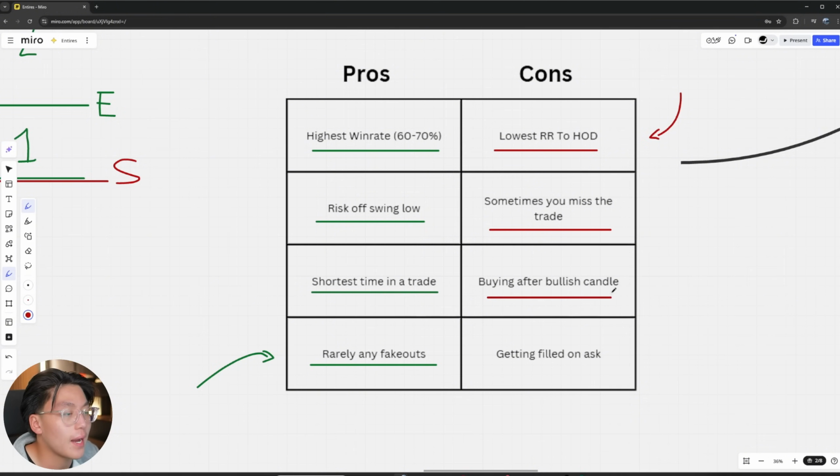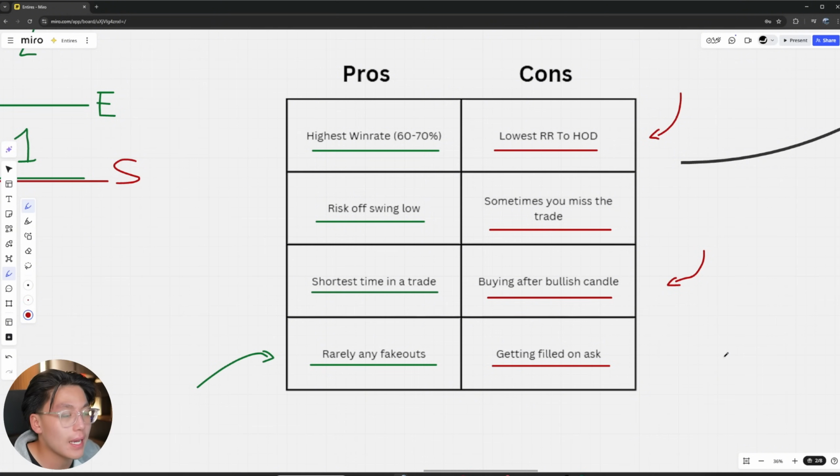Another con is buying after a bullish candle. Some people don't like doing this, especially for trading options, is you're buying the ask instead of buying the bid. And whenever you buy after a big green candle, usually that's when the premiums pop. So you're not really getting in the best entry. And finally, what we have is getting filled on the ask. And when you get filled on the ask after a big bullish candle, usually you don't get the greatest entry possible.